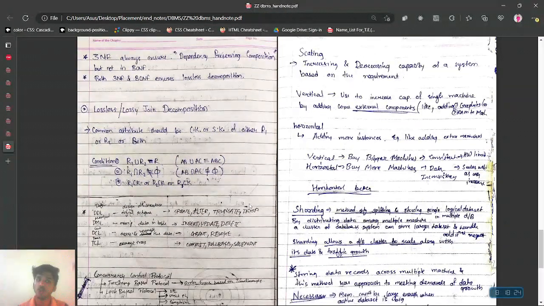Now sharding is a method of splitting and storing a single logical data set in multiple databases. We have one data set, and we store it by splitting it across multiple databases. By distributing data among multiple machines, a cluster of database systems can store a larger data set. Storing data records across multiple machines is an approach to meeting the demands of data growth.